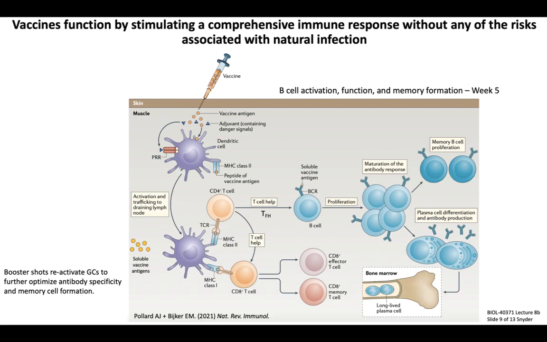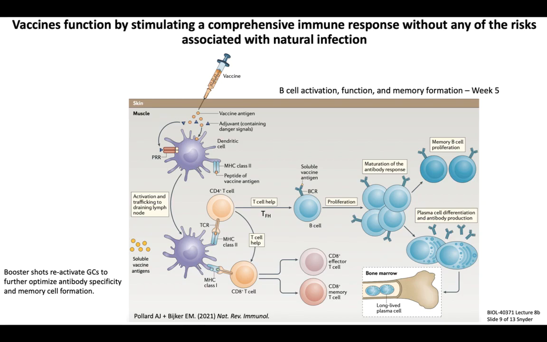Importantly, activation of CD4 T cells enables T follicular helper cells to provide T cell help to B cells in the lymph node. And importantly, these are the B cells that have bound soluble vaccine antigens at their BCR. This allows the processes of affinity maturation and isotype switching to occur in germinal centers of the lymph node, which again function by optimizing the antibody response against the vaccine's target antigen.